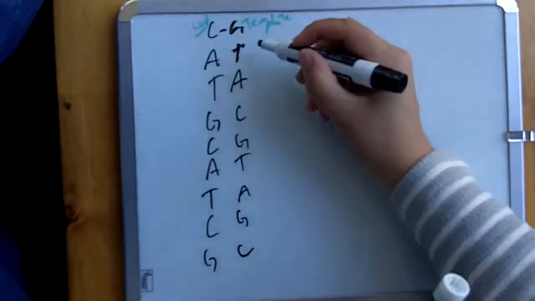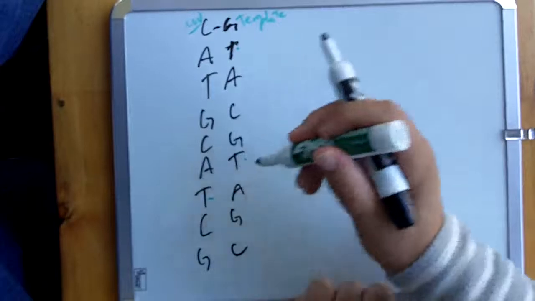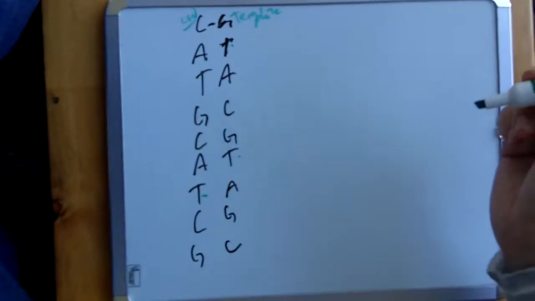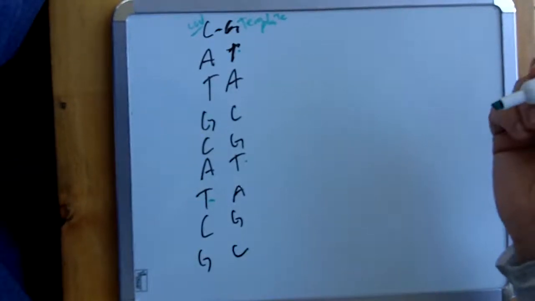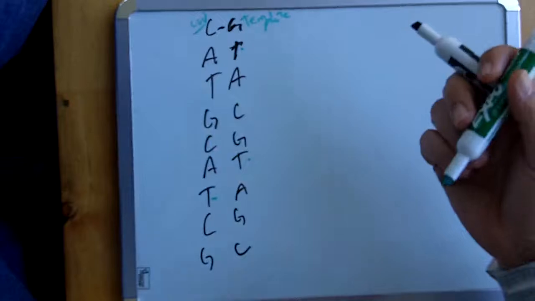Now, notice that we have T's in here. We have a T here, a T here, and a T here. You're only going to have T in DNA. So you're only going to have thymine in DNA. If you had the letter U, you would know that it's RNA.